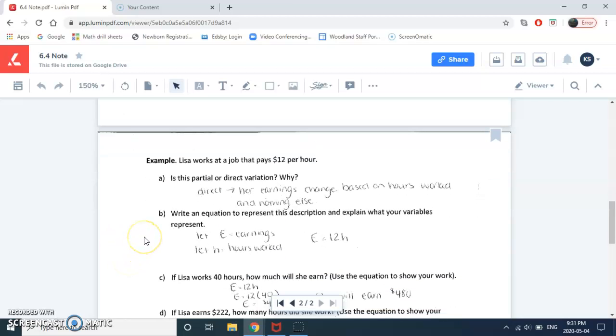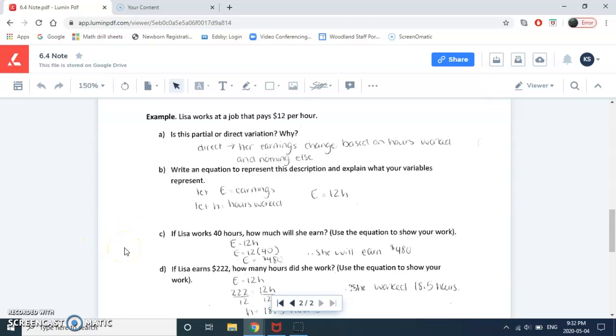Write an equation to represent this description, and explain what your variables represent. So the first thing we're going to do is when we're creating an equation, we need to have two sides of an equal sign. So we're going to do earnings, so we want to find out how much does she make. So we're going to use a capital E, and we're going to let H represent the number of hours worked. So we have E equals, we see that she gets paid $12 per hour, so we're going to have 12 times the number of hours that she works. And we can use that and find out a lot of information, which we will in just a second.